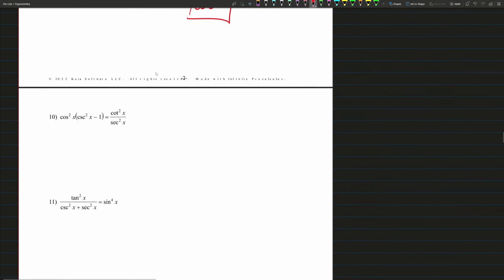I saw an interesting one. Yeah, let's do number 10. This is a little bit different. Not difficult, just different. If we distribute this, we get cosine squared cosecant squared minus cosine squared. This is cosine squared times 1 over sine squared, minus cosine squared over 1. This whole thing is cotangent squared.